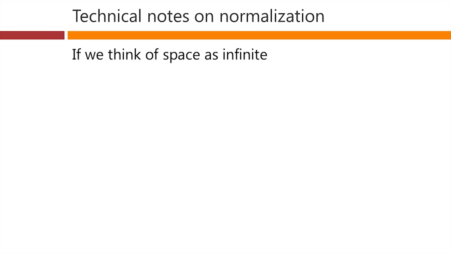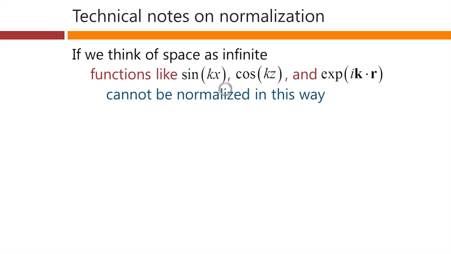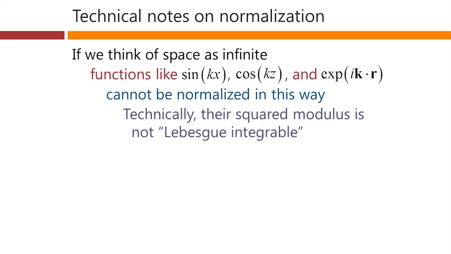A second and more tricky technical note is that if we think of space as infinite, then functions like sine kx or cos kz or e to the i k dot r cannot be normalized in the way we've just been discussing. The problem is that you don't get a finite result. The integral just keeps on going and it never converges to anything. And the mathematical technical term for this is to say that their squared modulus is not Lebesgue integrable, or they are not what are called L2 functions.